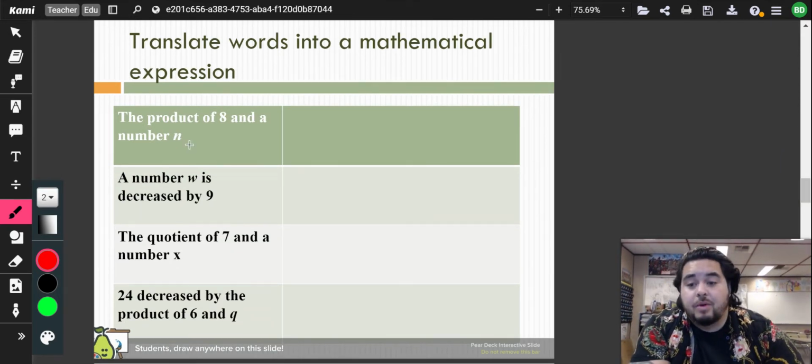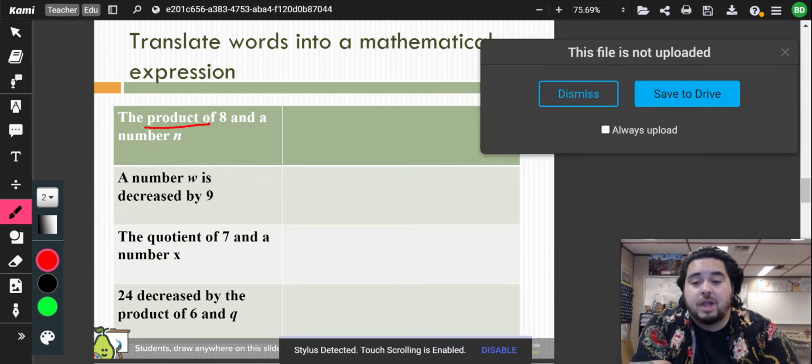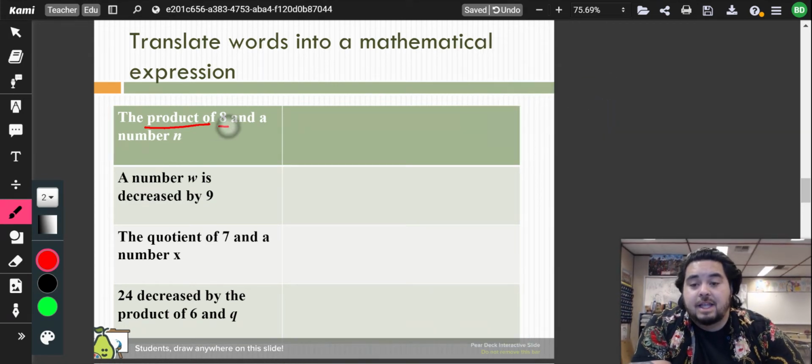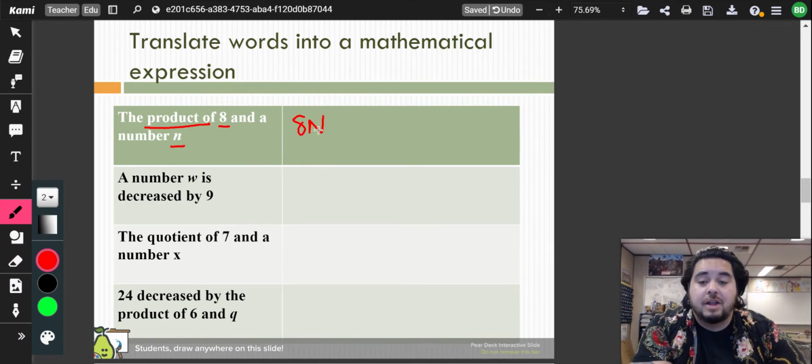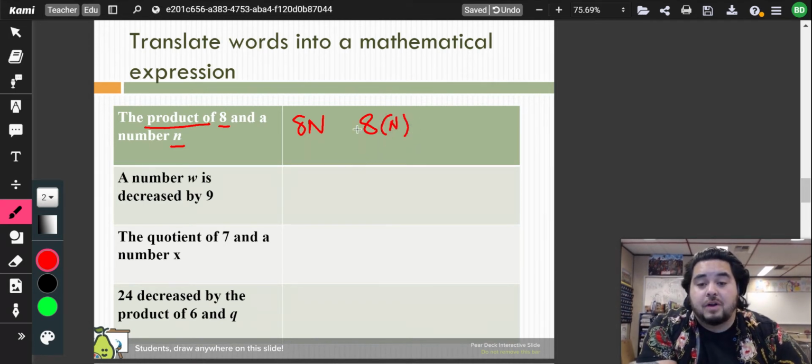Okay, so looking at these for examples, we have the first one, a product of 8 and a number. Now remember, when you have product, that is a word that means we are going to be multiplying. And the two things that we are multiplying are going to be 8 and a number n, where n is a variable. So product means multiply. There's two ways we can write this. We can either write 8 and then just the variable n, because remember, when there's nothing in between the number and the letter, it means the operation is multiply. Or we can be more direct and use parentheses like this. And that also means 8 multiplied by n. Both of these are the same.